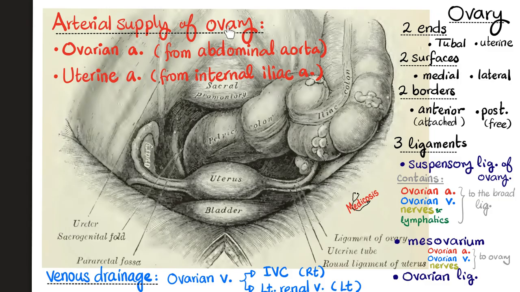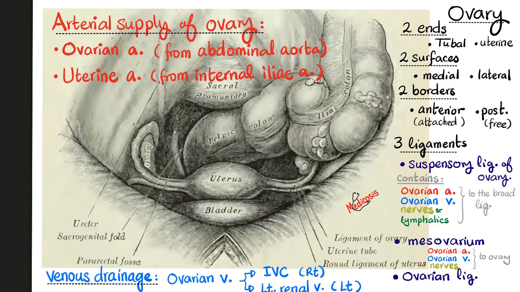Arterial supply for the ovaries includes the ovarian artery and the uterine artery. Ovarian artery comes from the abdominal aorta directly. Uterine arteries, on the other hand, come from the internal iliac artery. Internal iliac artery is the main artery of the pelvis.